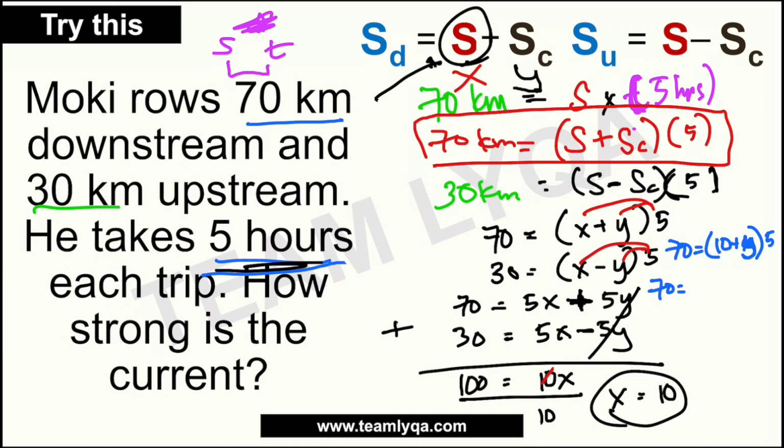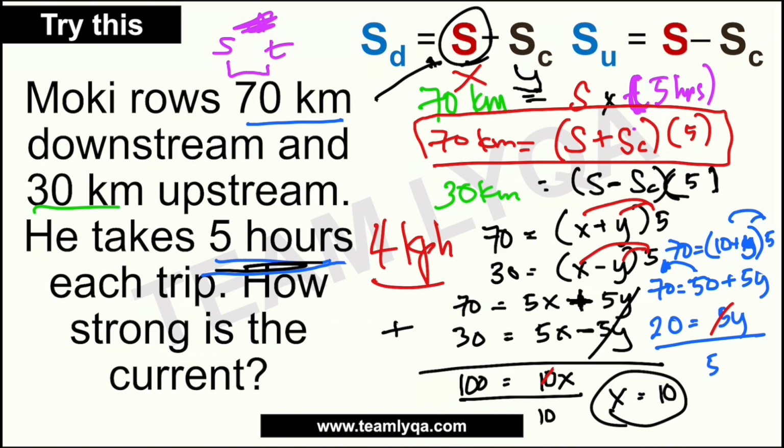So, 70 is equal to, i-distribute din natin yan. We have 50 plus 5y. Ililipat natin yung doon yung 50. So, 70 minus 50 is 20 is equal to 5y. Di-divide natin both sides by 5 para makancel ito. So, ang y natin, or ang speed ng current, is 20 divided by 5, or 4 kilometers per hour.